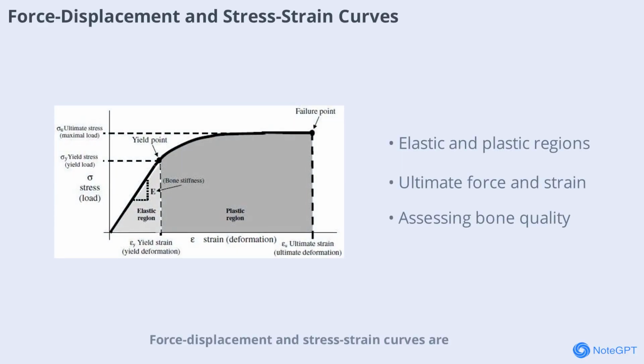Force-displacement and stress-strain curves are fundamental tools in bone mechanics. The linear portion of the stress-strain curve represents elastic behavior, where Young's modulus is calculated. The ultimate force and ultimate strain indicate the maximum load and deformation the bone can withstand before failure. These curves help researchers and clinicians assess bone quality and predict fracture risk under different loading scenarios.